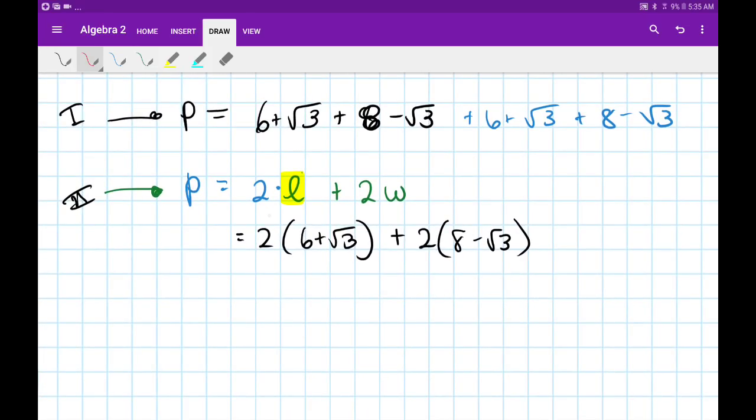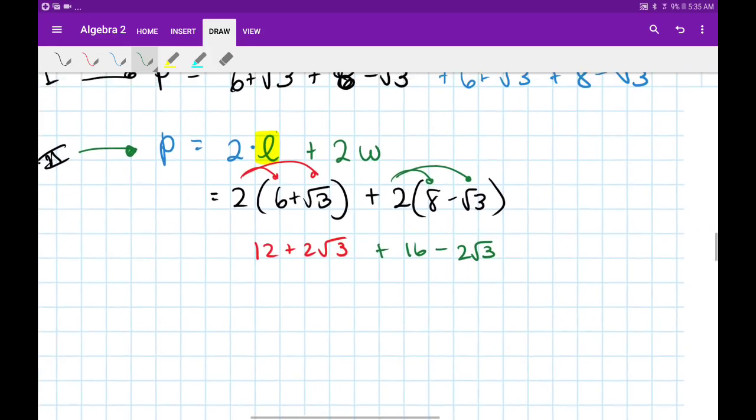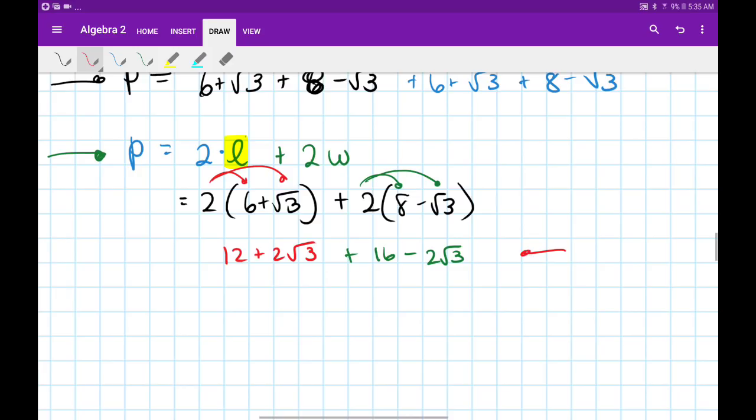All right, so using method number 2, let's distribute our 2. We get 12 plus 2 root 3. Now we're going to distribute the second 2. That's plus 16 minus 2 root 3. And now we will combine like terms.